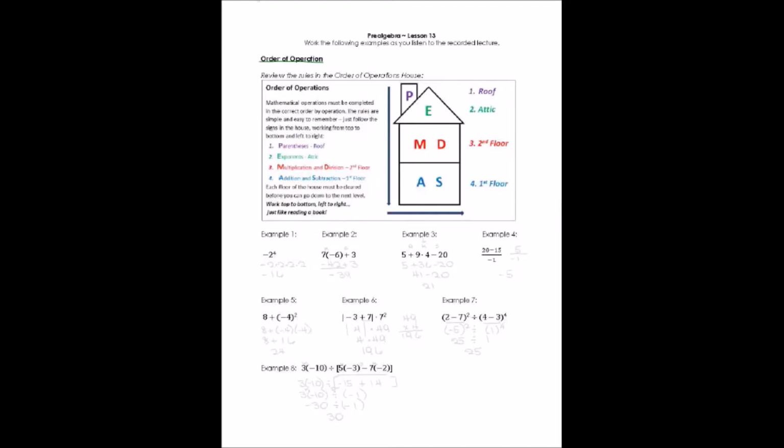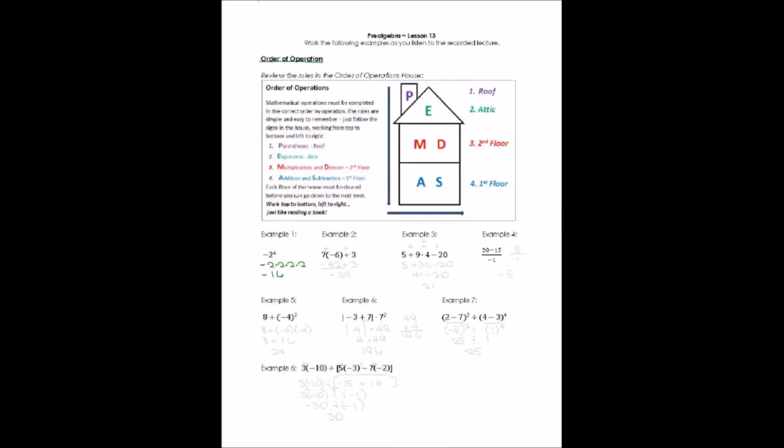Example 1 says negative 2 to the power of 4. Well, that negative is not a part of the exponent. Remember, it's not inside parentheses. So we only have one negative, and we have 4 2's that we're multiplying together. Well, 2 times 2 times 2 times 2 is going to be 16. And it would be a negative. Negative 16 would be our answer.